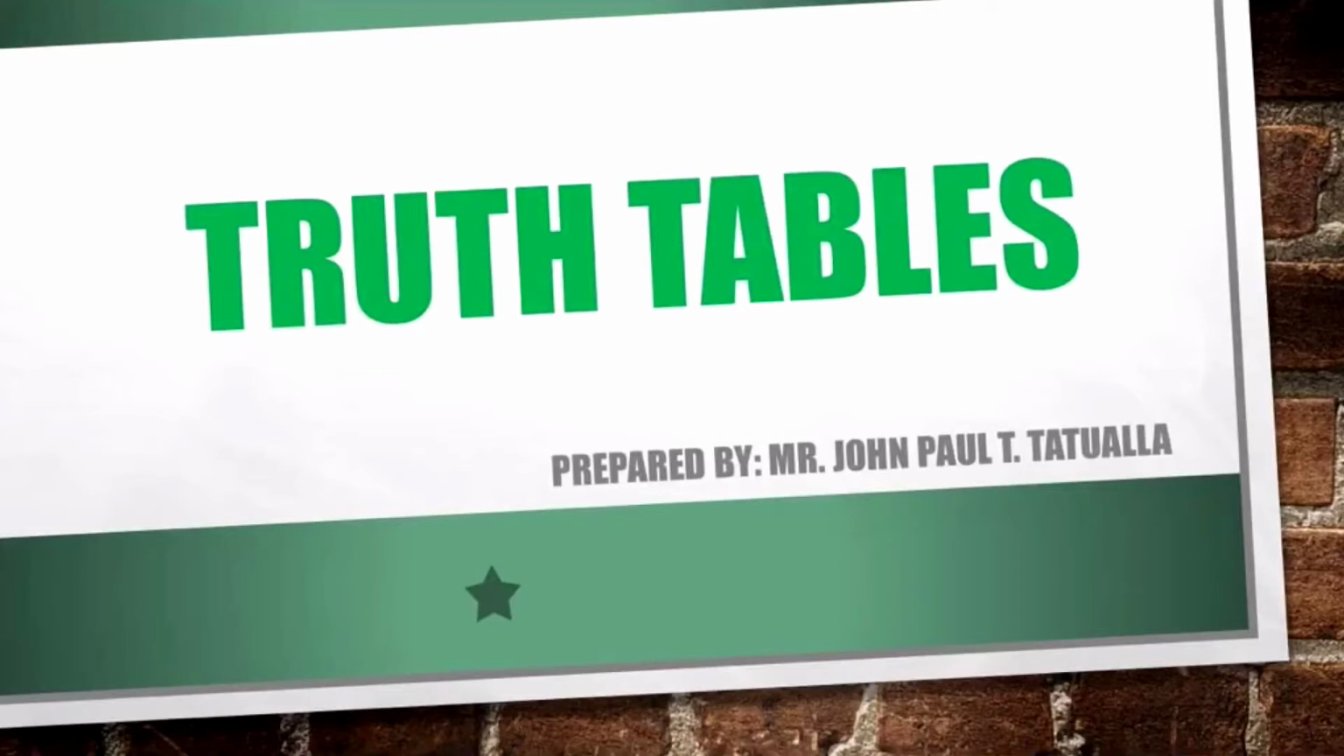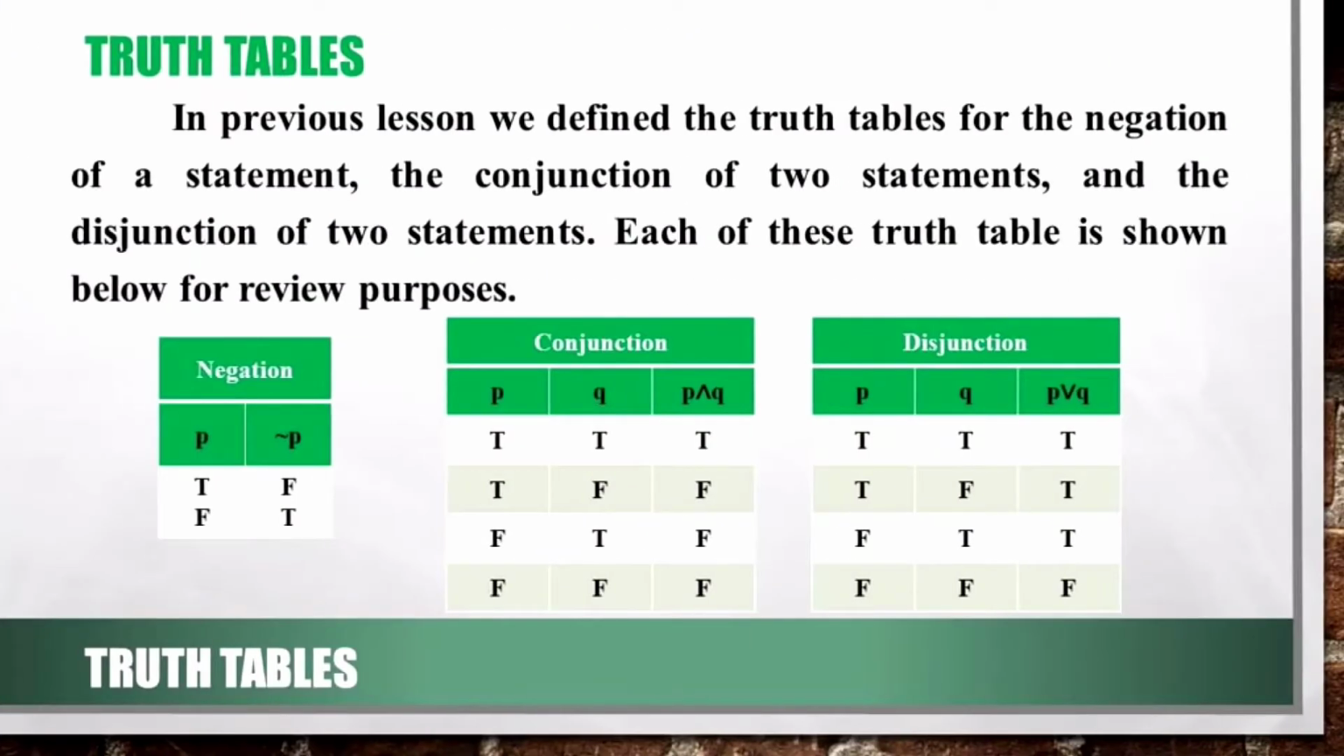Let's discuss these truth tables. In truth tables, this is also about the truth value. In the previous lesson, we defined the truth tables for the negation of a statement, the conjunction of two statements, and the disjunction of two statements. Each of these truth tables is shown below for review purposes.